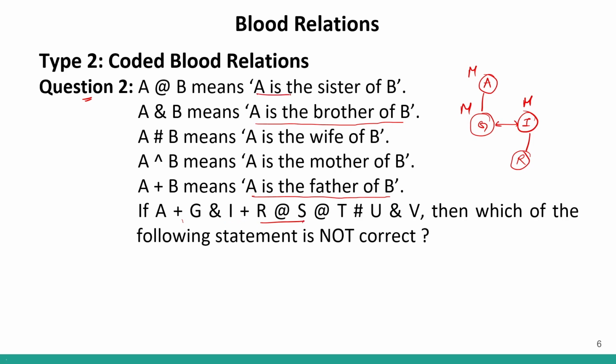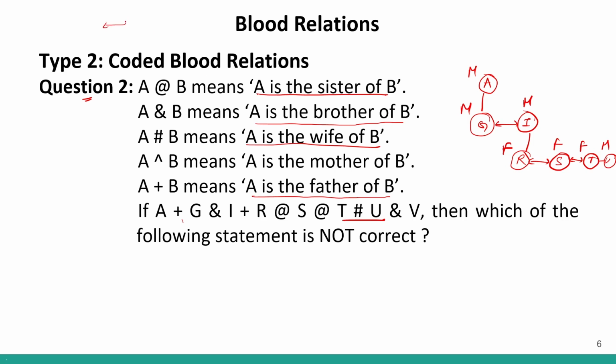R@S means R is the sister of S. So R would be female. S's gender is unknown. S@T means S is the sister of T. So they have another sibling T. S is female since S is the sister, and T's gender is unknown. Correct? T hashtag U means T is the wife of U. So T would be female and U would be male.